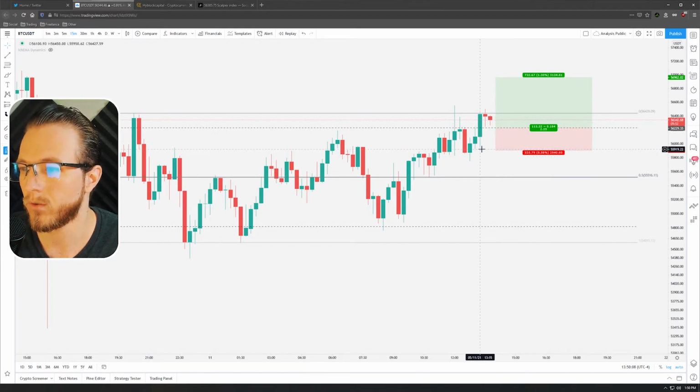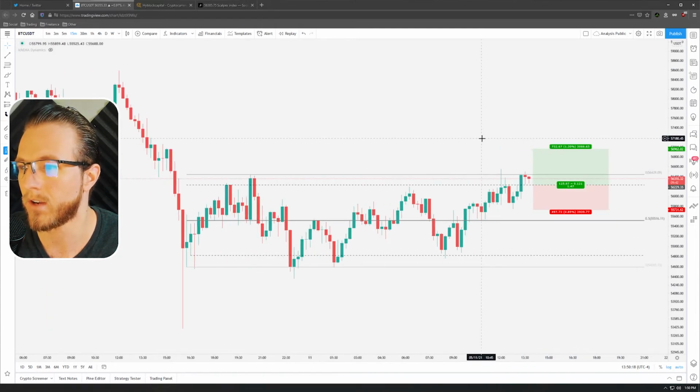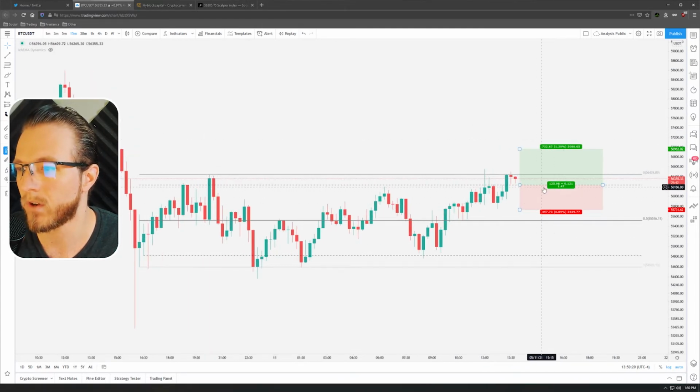So what I like to do is place my stop loss below the last couple wicks here. If you wanted to go really loose for a scalp, considering you're probably using leverage on this, you could come down here. But just keep in mind that when you do that, your risk to reward decreases a lot.